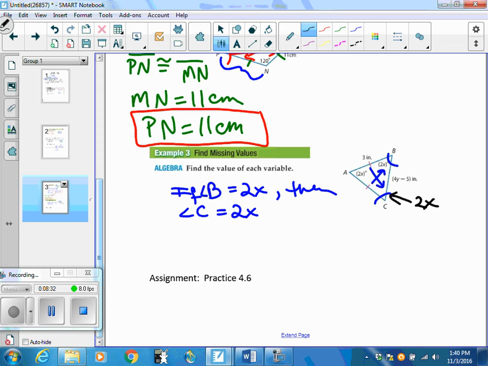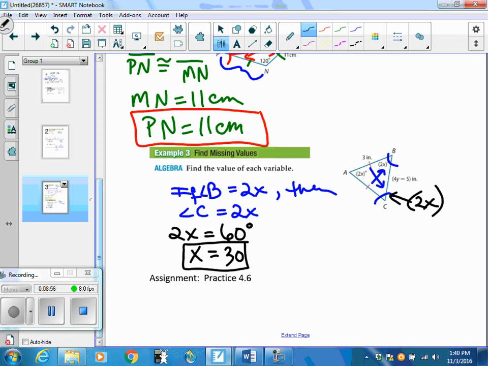And that means that all of our angles are equal. Well, if all of our angles are equal, then that has to be an equilateral triangle. And we know that the angles of an equilateral triangle are 60 degrees. Each one is 60. So that means that 2x must equal 60 degrees. And if I divide by 2, I get x equals 30 degrees.